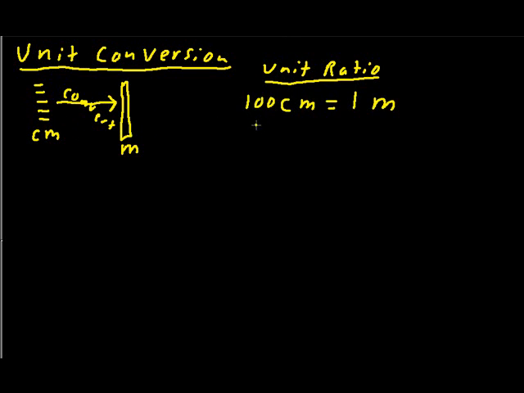But that can be written as 1 times 10 to the second centimeters is the same as 1 meter. It's the same thing. But we can write that another way. We can say that 1 centimeter is the same as 1 times 10 to the minus second meters. And you can go through a whole list of items that show you this relationship.